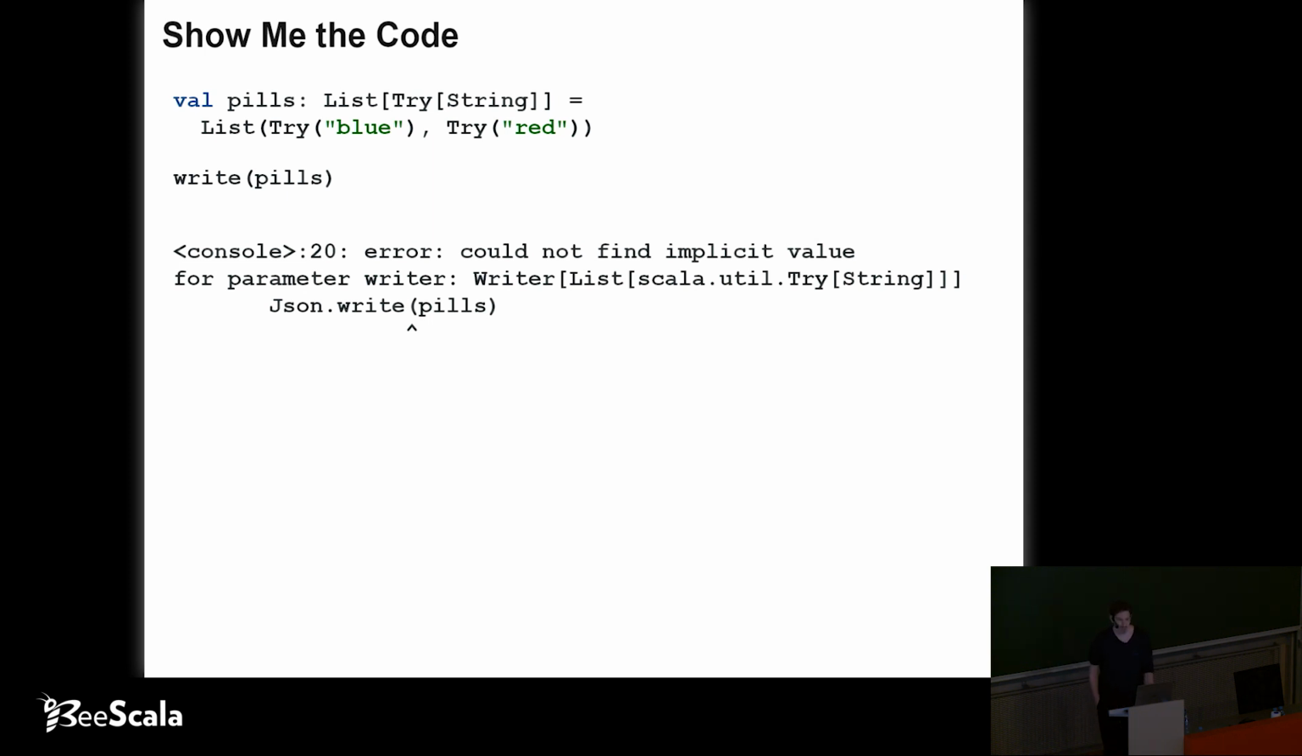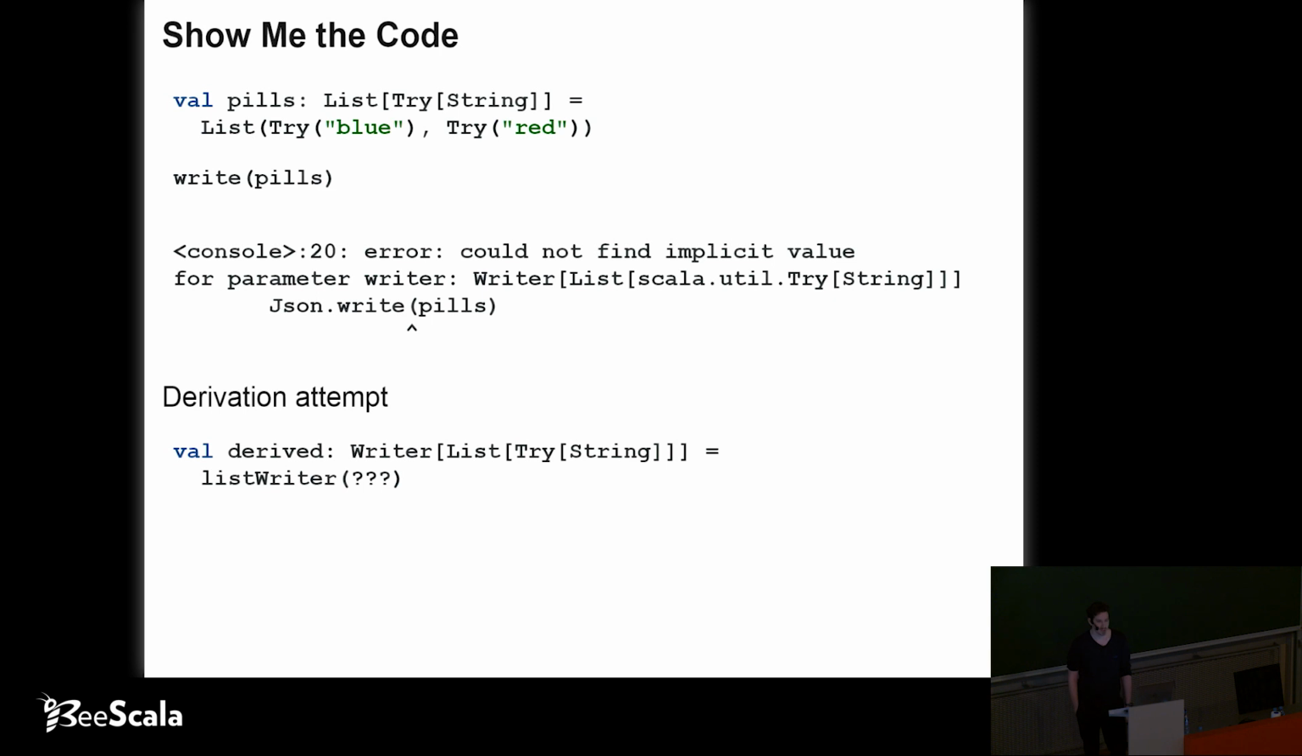So we can just step up just a little bit. We can have more advanced rules where we take more knowledge and convert it to something more complicated. Suppose we know how to write an A and a B, we can also derive a rule that can write a tuple of A and a B, and the same goes for Eithers.